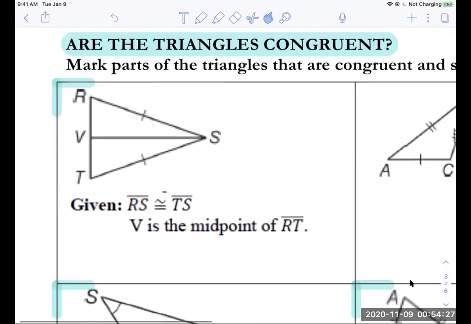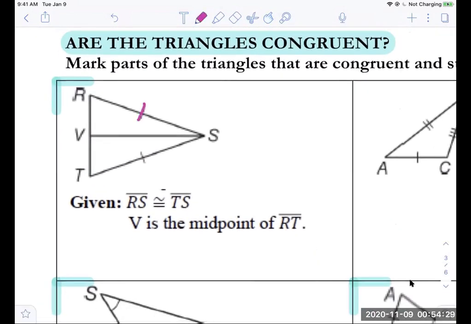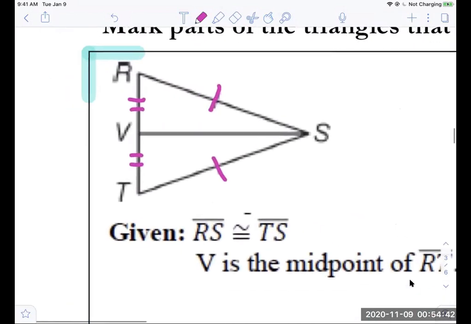Okay, so we were told that segment RS and segment TS are congruent. They've marked it on the picture. Sometimes they will, sometimes they won't. Okay, V is the midpoint of segment RT. V is the midpoint. That means that those two parts are congruent, and your reason would be definition of midpoint.